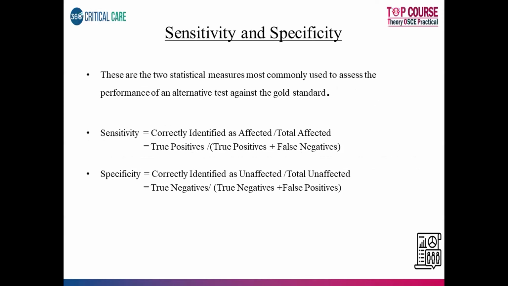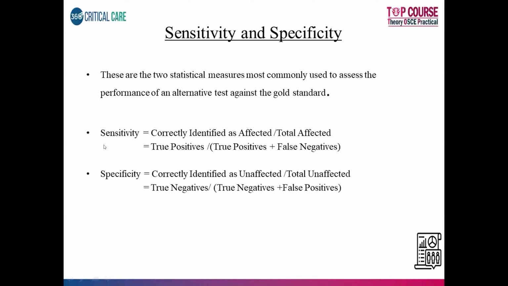Now, how do you calculate sensitivity? Basically, sensitivity and specificity are commonly used to assess the performance of an alternative test against the gold standard. So you have two tests, one is the gold standard, one is the one which you are comparing against the gold standard. At such a point of time, you're going to use these two, sensitivity and specificity. This is given by two formulas.